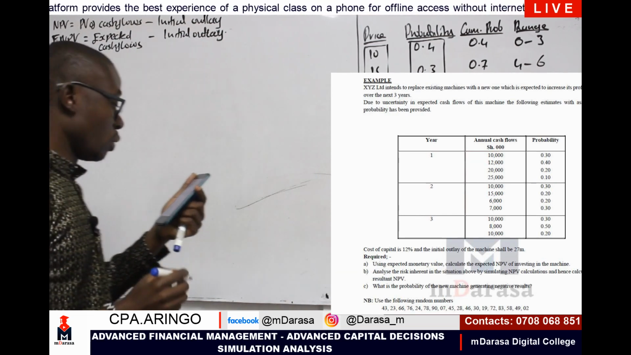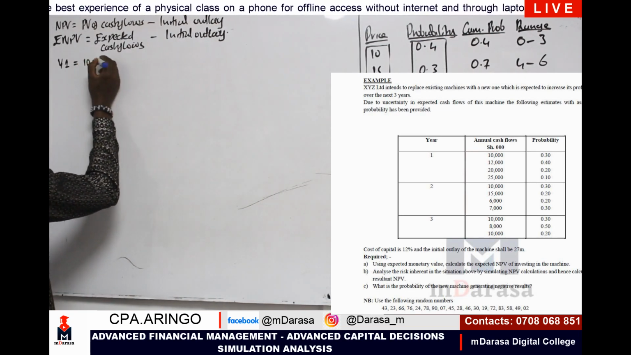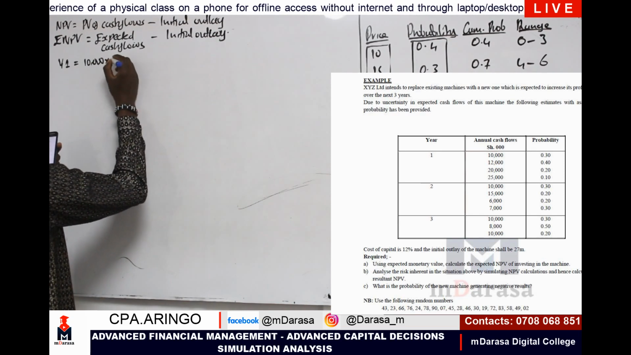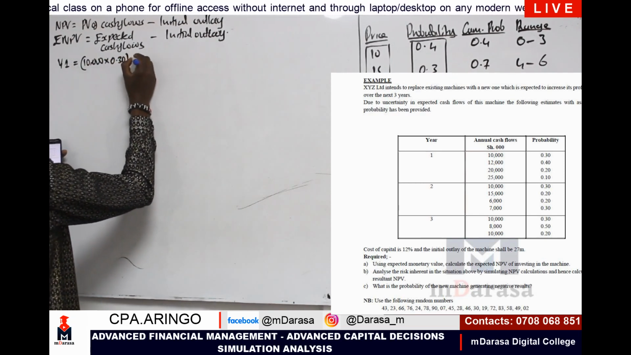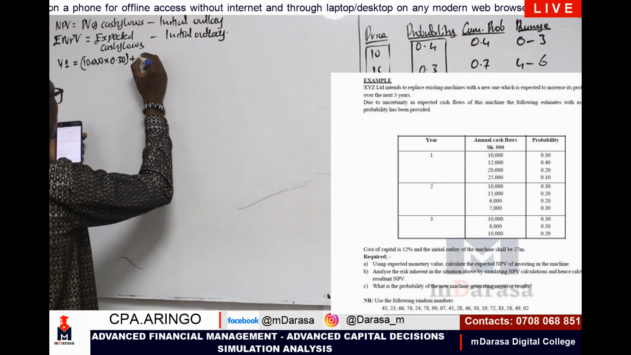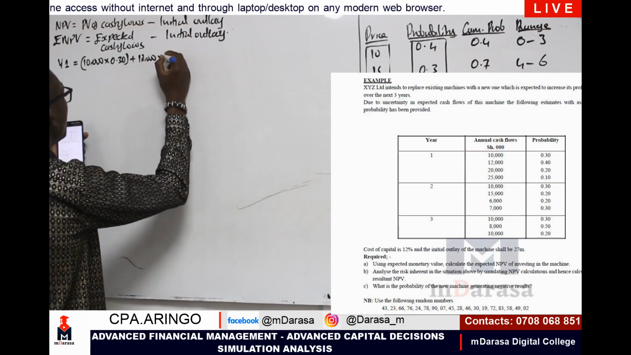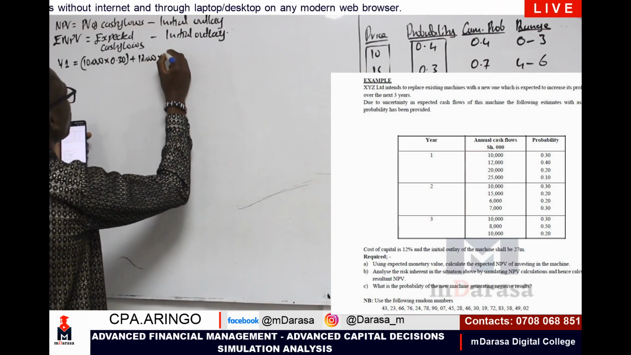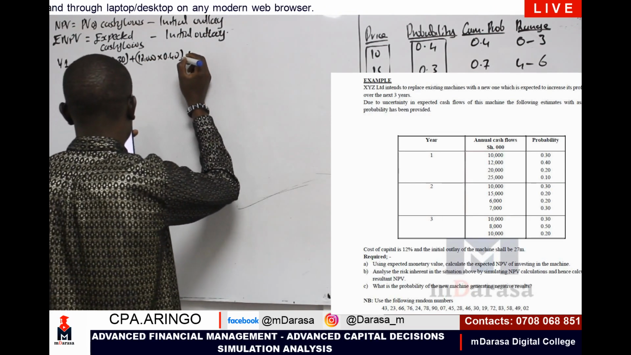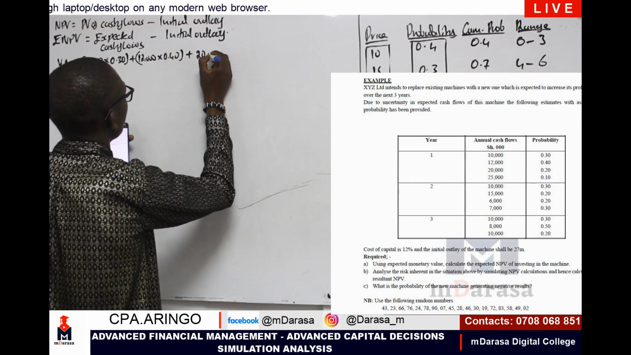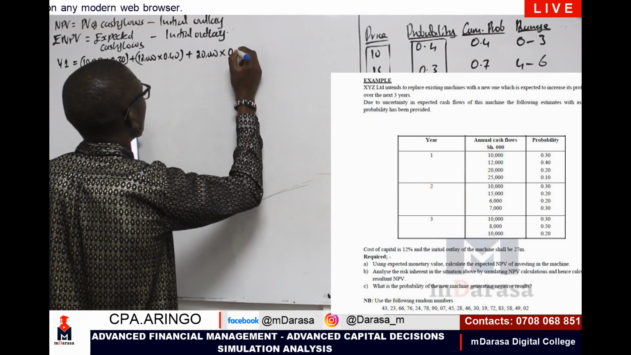Our cash flows will be what? I should be having 10,000, clearly see that, times probability, which is 0.3. I'm going to add 12,000 times probability, which is 0.40. We are going to add 20,000 times probability, which is 0.20.